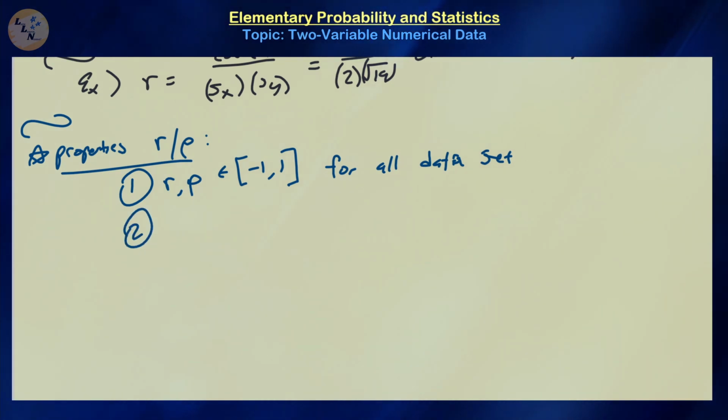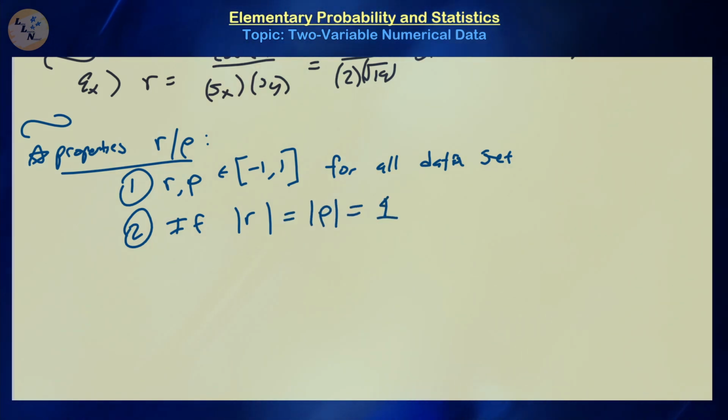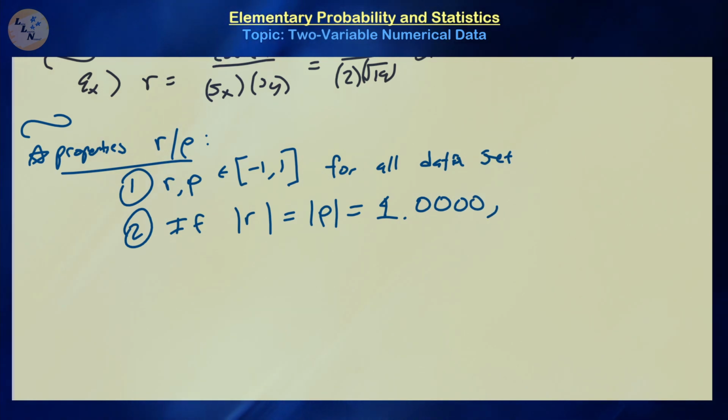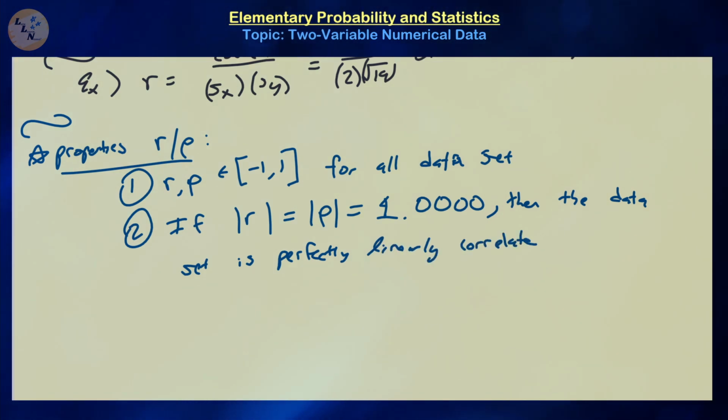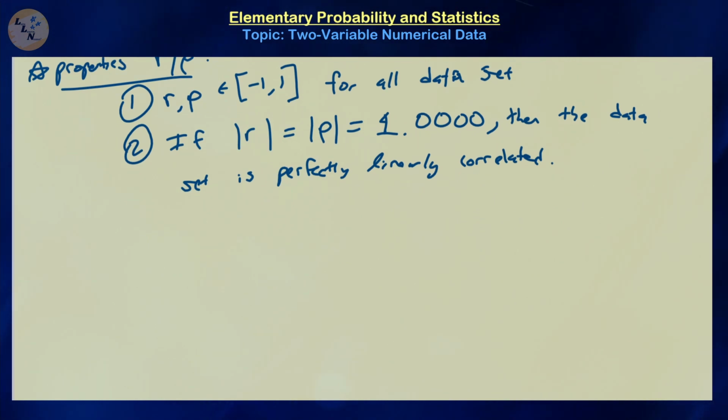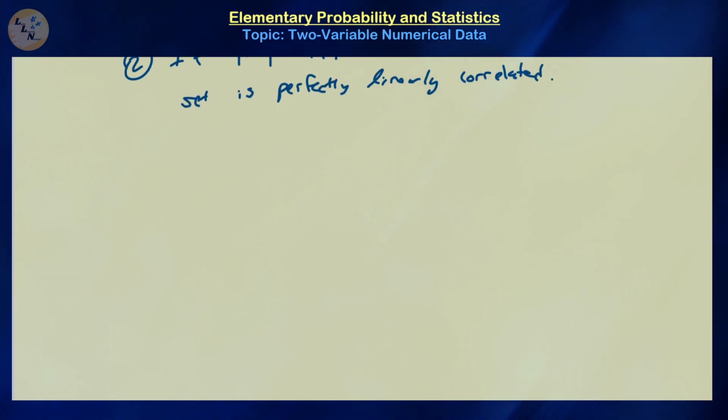And another interesting property: if the absolute value of R or the absolute value of rho is equal to exactly 1, then the data set is perfectly linearly correlated, either positive or negative, it doesn't matter. The absolute value means it could be 1 or negative 1. 1 corresponds to your perfect positive linear, and negative 1 corresponds to your perfect negative linear.